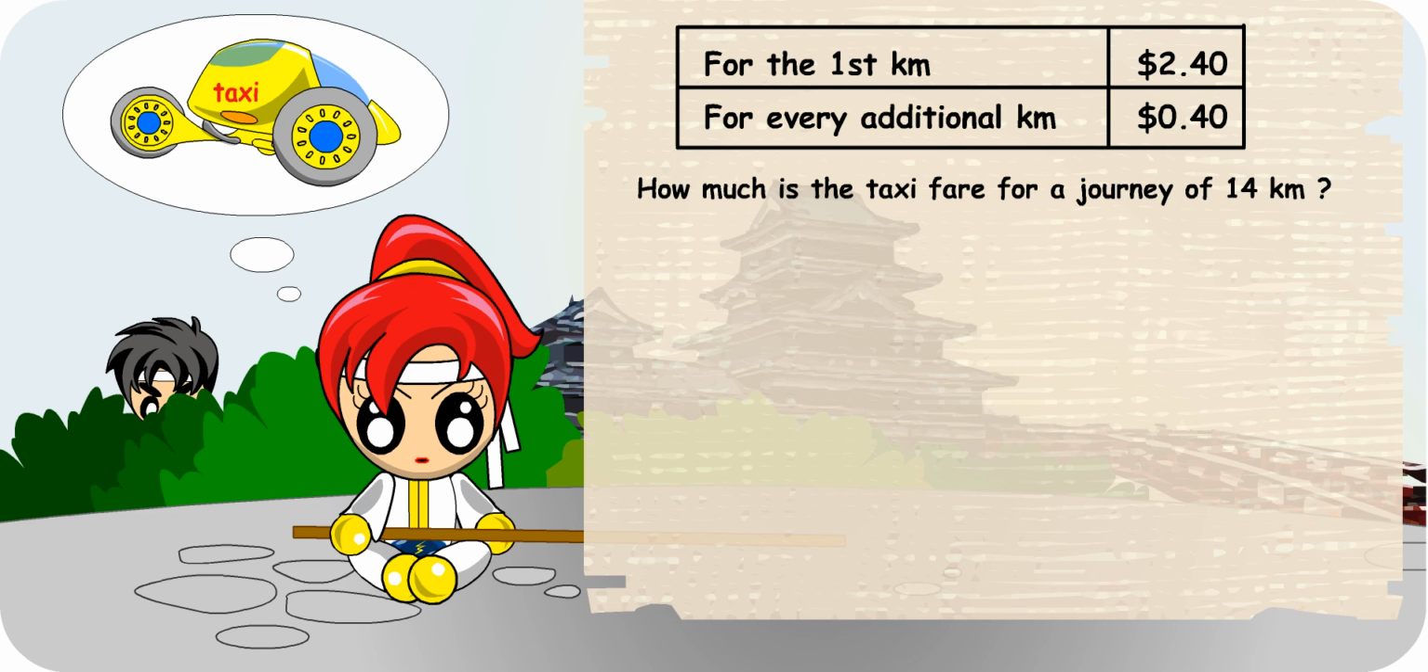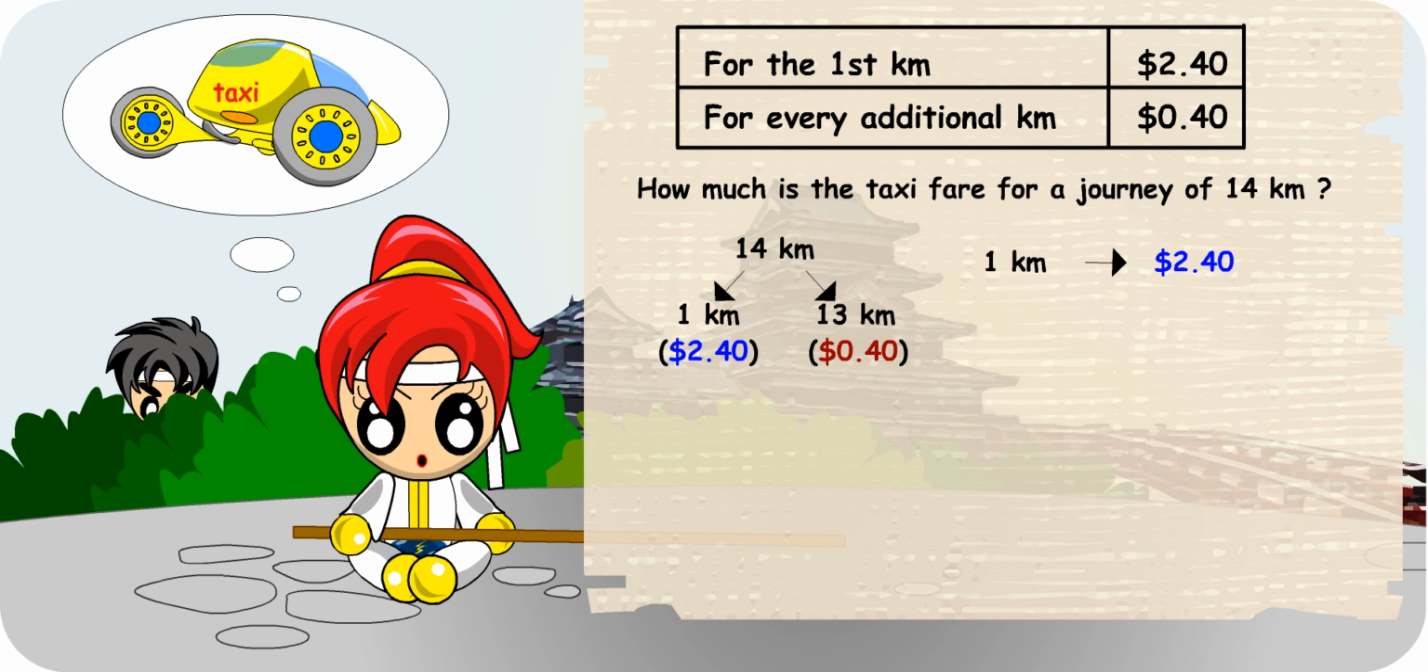Turbo Girl, take note that the rate is different after the first kilometer of the journey. Yes, teacher. Since the rates are different, I have to subtract 1 kilometer from 14 kilometers to find the remaining distance, which is charged at 40 cents each kilometer. Therefore, for the first kilometer, I have to pay $2.40, and for the subsequent 13 kilometers, I will have to pay 40 cents for each kilometer.